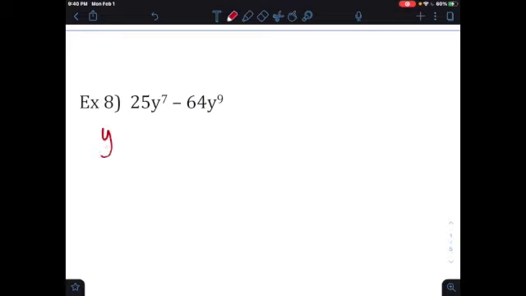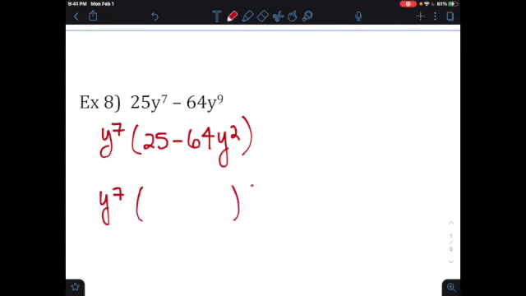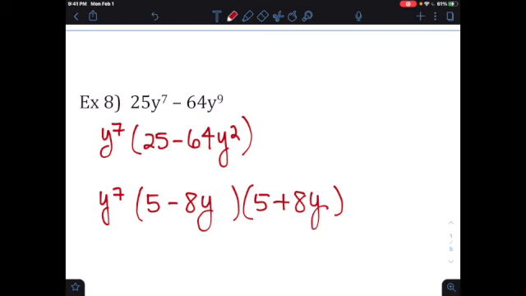So in this case, y to the 7th power can come out because if any letters that they have in common, you pull out the ones that have the smallest exponent. In this case, it is y to the 7th power. So you have 25 minus 64y to the 2nd power. Now you have to recognize, because now we are on to the next level, 25 and 64 both can be square rooted, and so can y squared, and there's a minus sign in the middle. So your answer should be y to the 7th, 2 parentheses, 1 positive, 1 negative, 5 and 5, minus positive 64 is 8y. 8y is your answer for number 8.